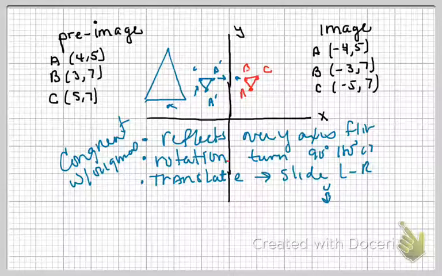So the transformations that stay the same size and same shape as the original are reflection, rotation, and translation. They all are congruent. The one that changes size, dilation, they are similar, not congruent.